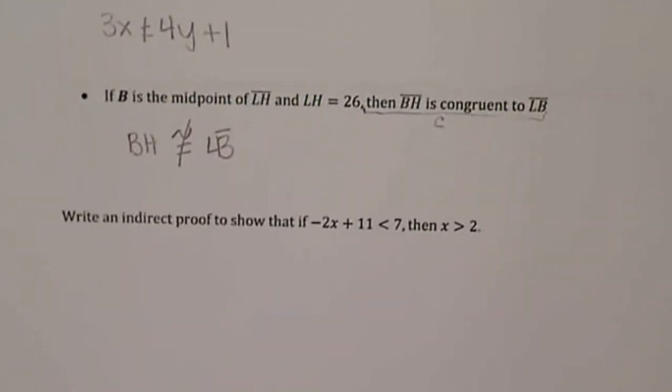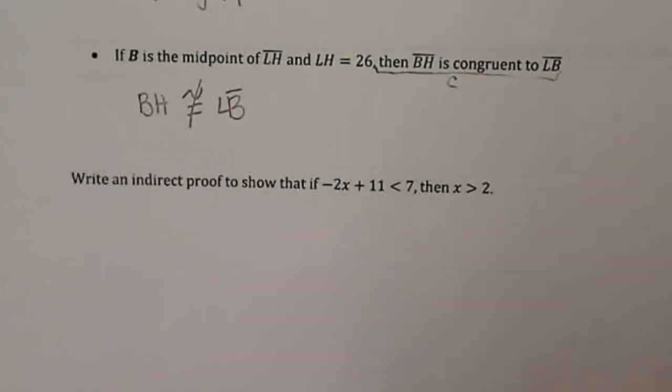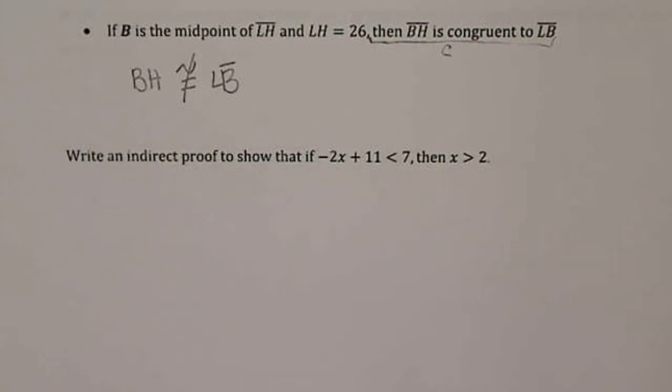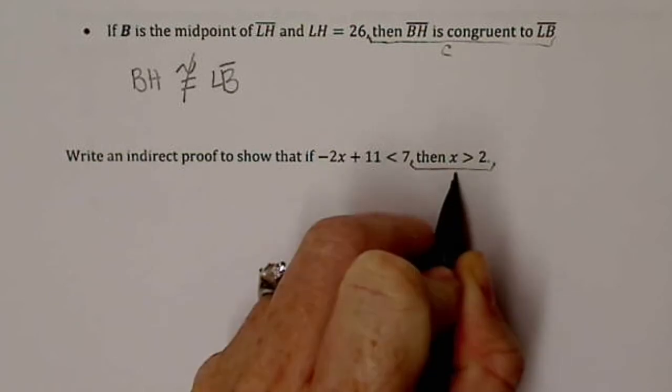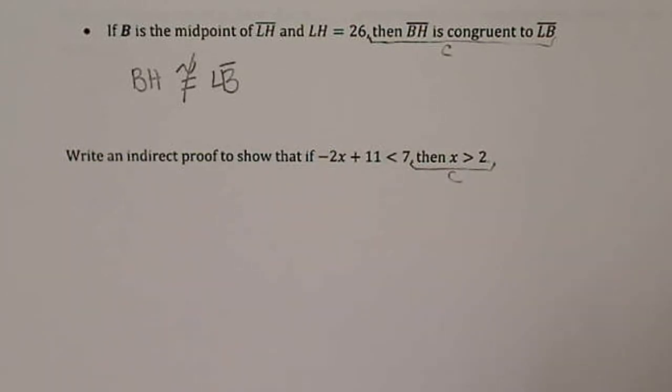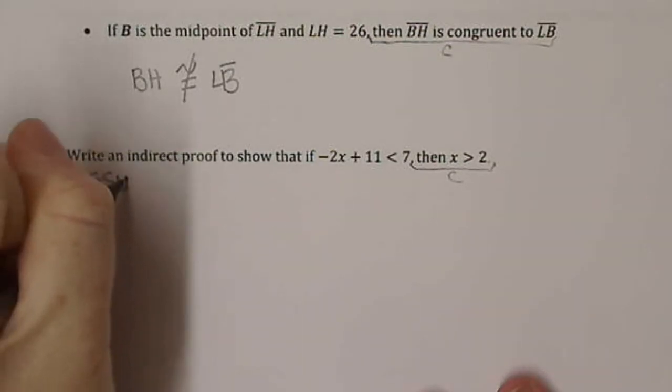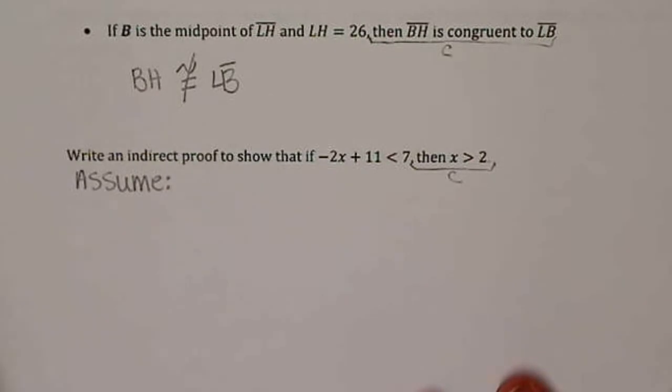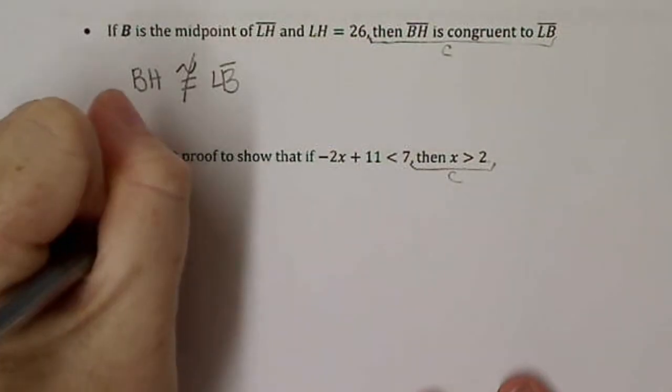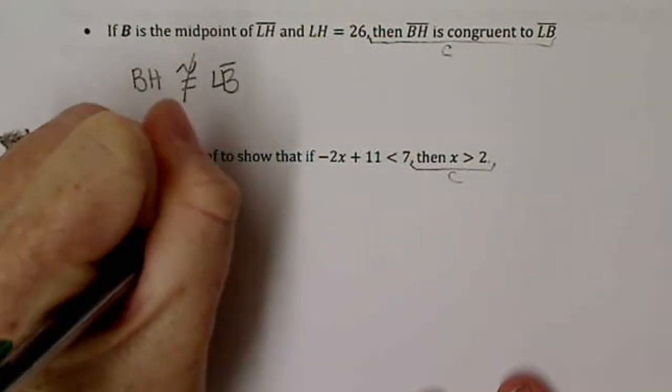Okay, number 4, example 2. We're going to write an indirect proof to show that if negative 2x plus 11 is less than 7, then x is greater than 2. So remember, we talked about identify the conclusion. This right here, that's my conclusion. So I want to then assume the opposite. So what am I assuming? Well, if x is greater than 2, I want to assume x is less than or equal to 2.